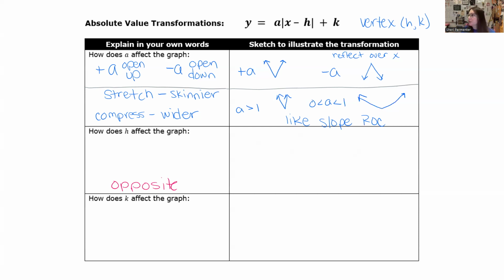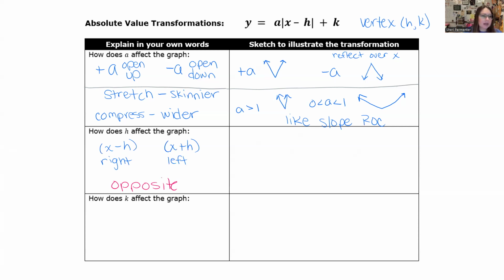So I'm going to show you what it looks like inside the parentheses. When you see inside the parentheses X and then it's a minus H, it's actually going to move you right. And when you see X plus H, it's actually going to move you left. So when it's in the parentheses and you see a minus, it moves you right. It doesn't feel intuitive. It is opposite. When you see a plus, it's going to move you left. So I'm going to show you what that looks like on a graph.